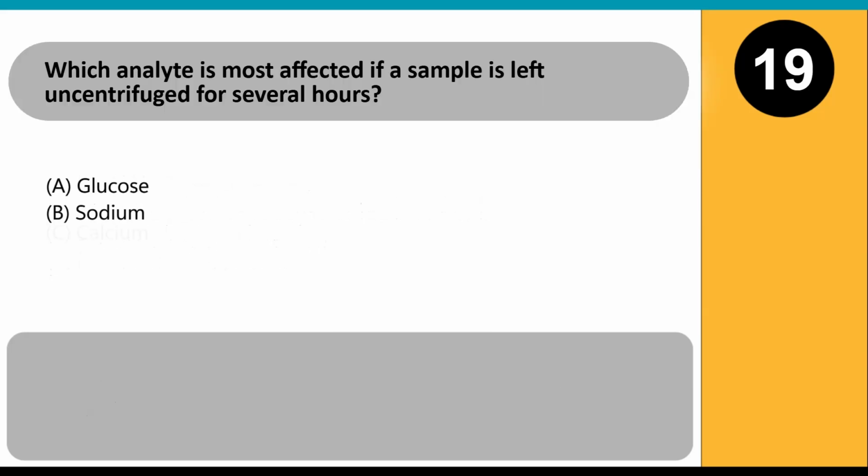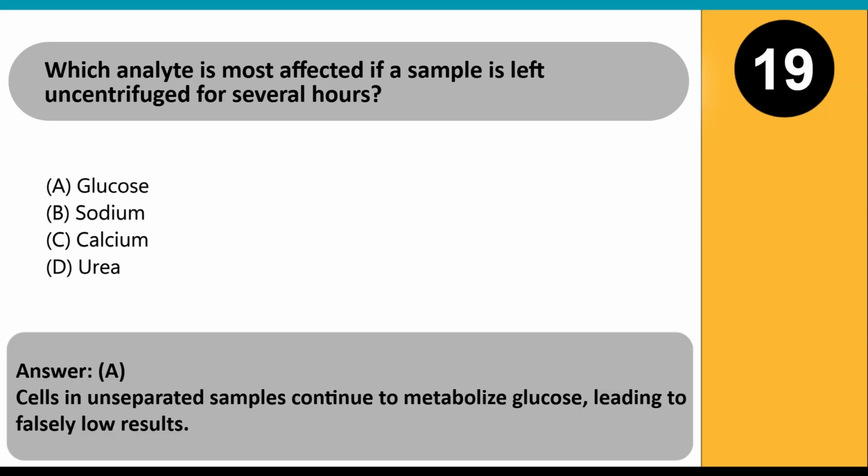Which analyte is most affected if a sample is left uncentrifuged for several hours? A. Glucose. B. Sodium. C. Calcium. D. Urea. Answer A. Cells in unseparated samples continue to metabolize glucose, leading to falsely low results.